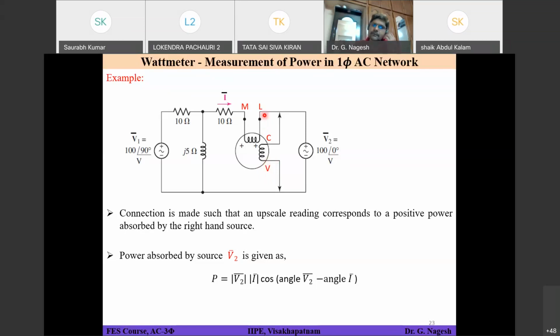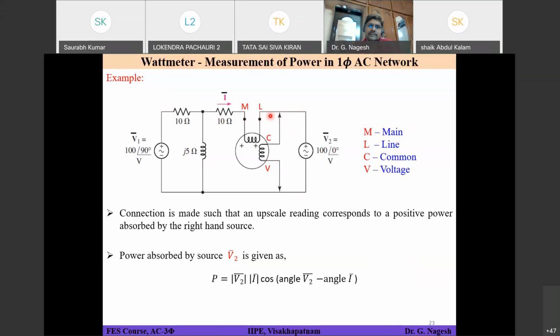Okay. So M stands for main. It is connected to the main, so that's why it is called main. And L stands for line. And C stands for common.